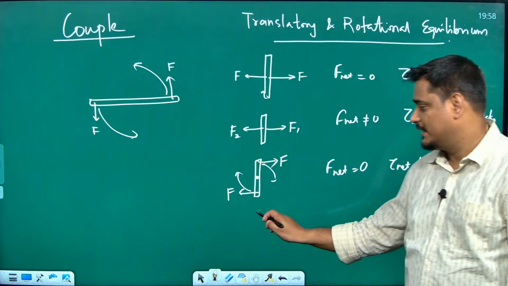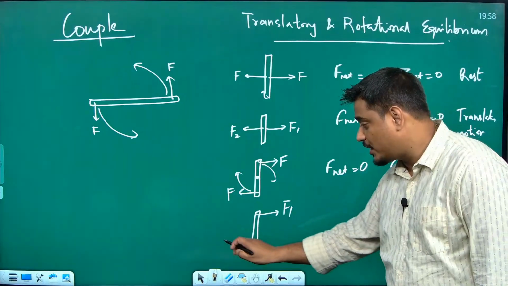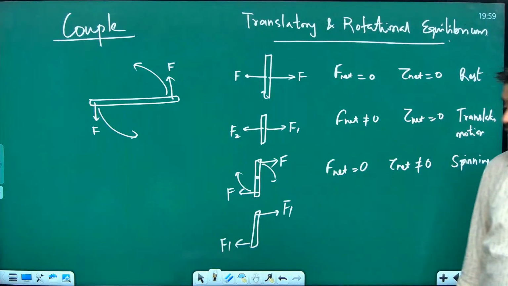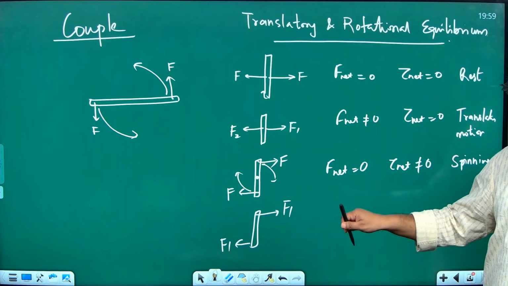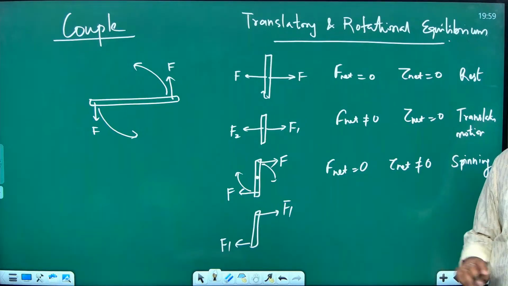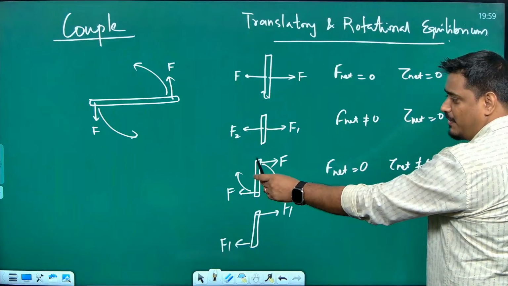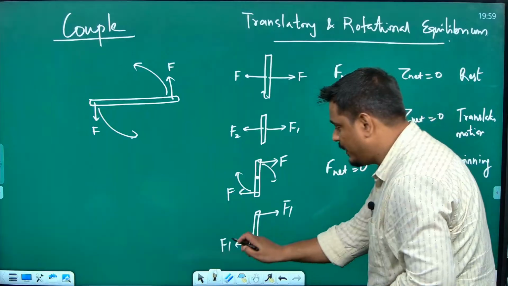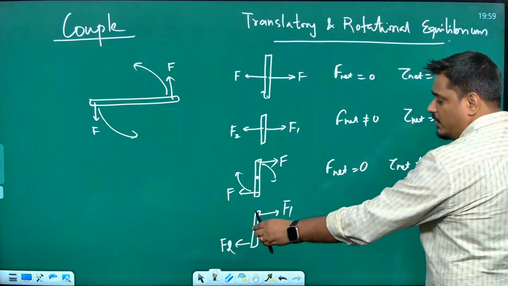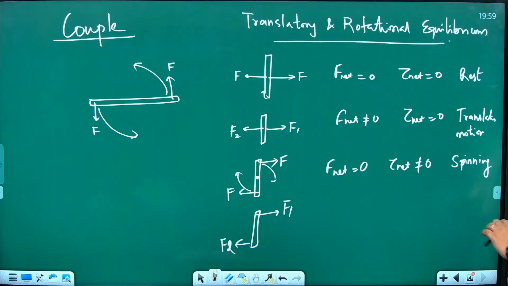Last possibility. There are two unequal forces which are opposite and acting in different lines of action. What will happen now? Rotate and move towards the, can I say it is rolling? See, in this case, the body was spinning. In this case, if F1 is more than F2, the body starts to roll like this. Do you agree with me? It will rotate and move, it means it is rolling.